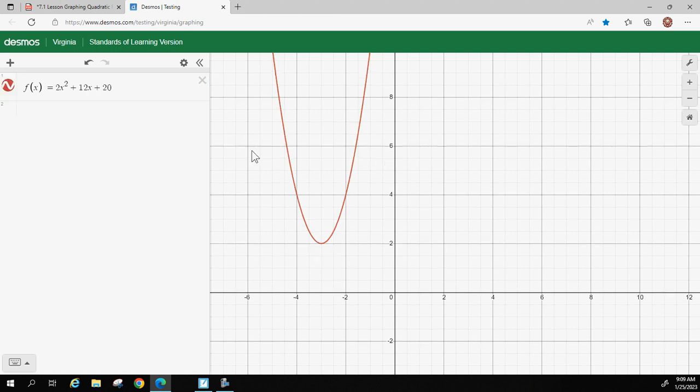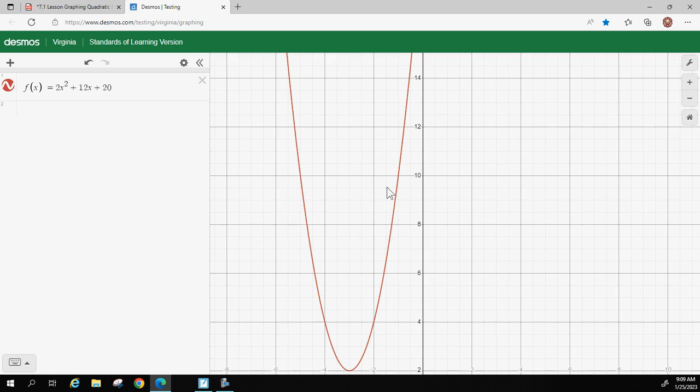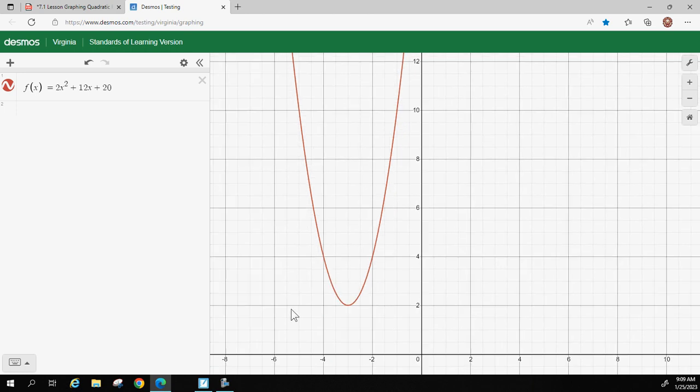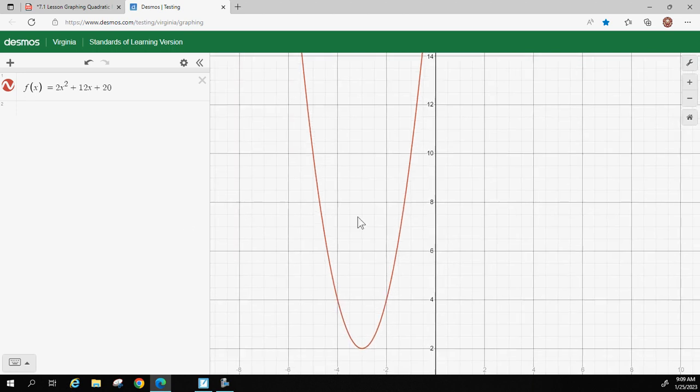And much like a line, these things go on forever. In this case, it's going to go on forever up in both directions. It will stop here in terms of going down, but it will go up forever in both directions. Yeah, and that's our quadratic function for 2x squared plus 12x plus 20.